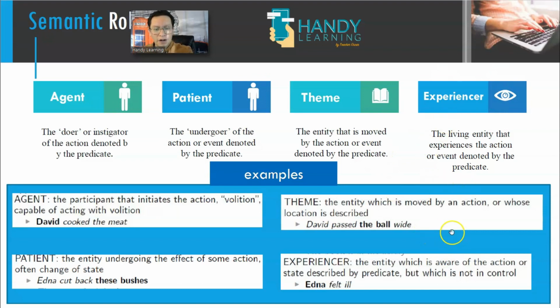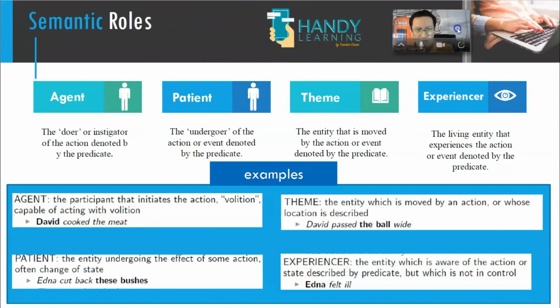Then we have the experiencer. Unlike the agent, the experiencer only feels the action. He cannot create that action because the experiencer is going to imply a stative verb, such as like, hate, love, see, hear, taste, right? So let's take a look at the example. Edna felt ill. So Edna is an experiencer because she's just experiencing the illness, all right?